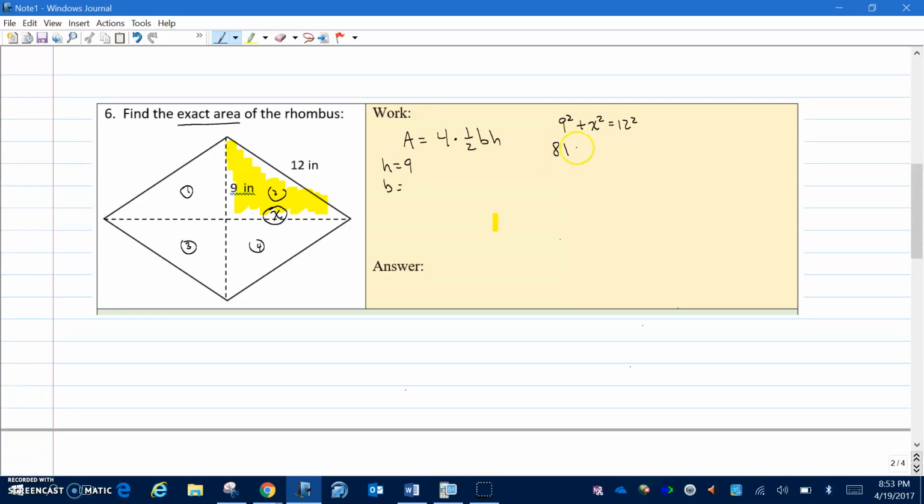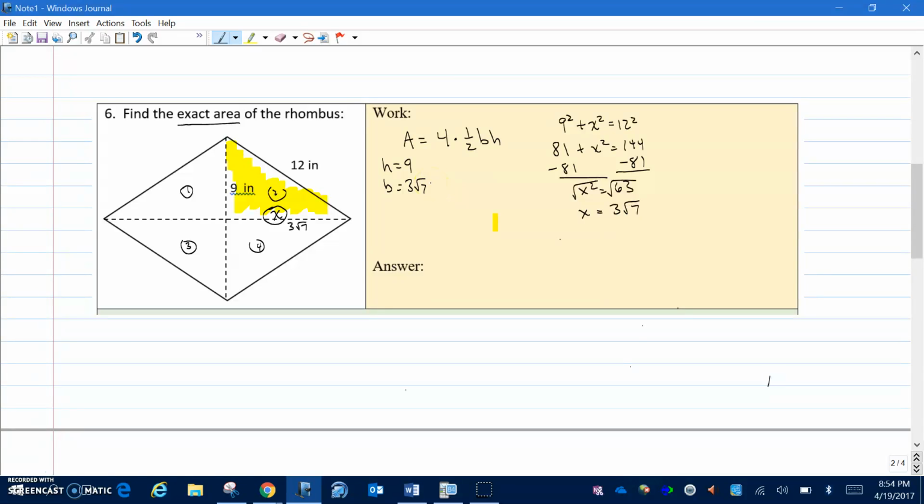So that's going to be 81 plus x squared equals 144. We can subtract the 81 from both sides, and that's going to give us x squared equals 63. If I take the square root of both sides, we've got 63, which is divisible by 9, so we're going to have 3 root 7. So I'm going to carry that over onto my diagram, and I've got 3 root 7 right there. That gives me my base, which is 3 root 7.